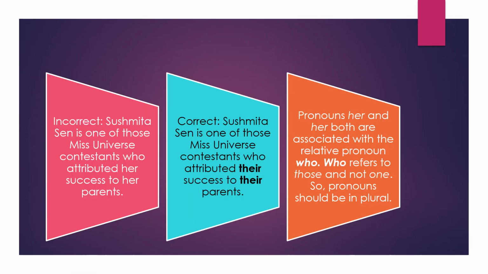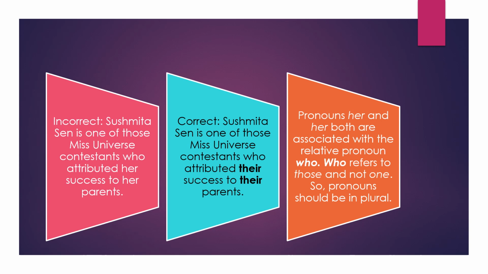Sushmita Sen is one of those Miss Universe contestants who attributed their success to her parents. Now see, the word her here, who attributed her success to her parents. This her refers to Sushmita Sen, but we have a word which is those, which is plural. We do not want to refer to Sushmita Sen, but we want to refer to each and every such Miss Universe who attributed their success to the parents.